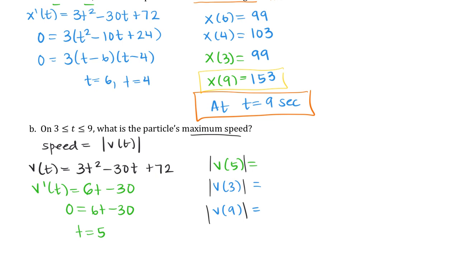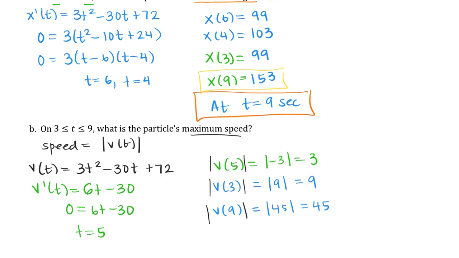V of 5 is -3, but I'm going to absolute value the -3, so the velocity is -3, but the speed is 3. Okay, I'm going to plug in 3. The velocity is 9, but when I absolute value, I get 9, and then when I plug in 9, I get 45, the absolute value of which is 45. Okay, this is my work for using the extreme value theorem.